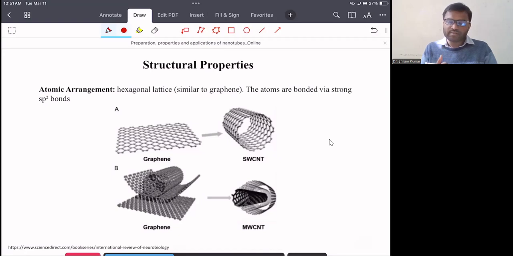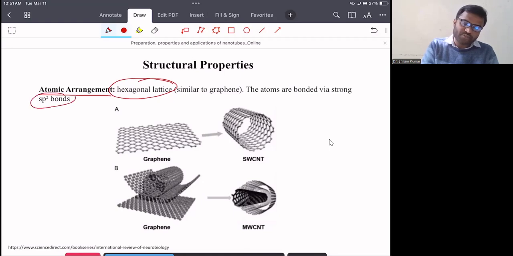So now let's learn its properties. The first property is the atomic arrangement. Since CNT, whether single wall or multiple wall, is made of graphene, and graphene has a hexagonal lattice and at the same time sp2 hybridization. So in CNT also, each carbon is sp2 hybridized, and the lattice structure in the CNT is hexagonal.